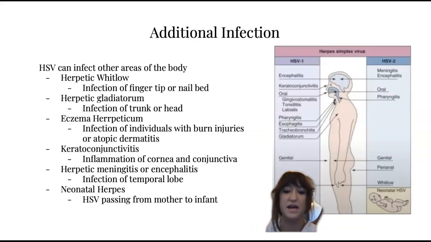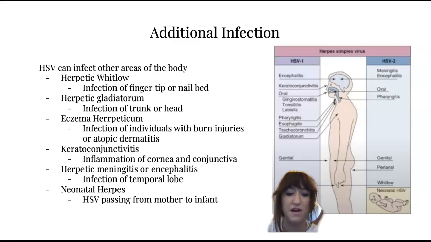So there are a lot of other places that herpes can infect on the body. Herpetic whitlow is the infection of the fingertip or the nail bed. Herpes gladiatorum is infection of the trunk and head. It is usually associated with wrestlers and rugby players because of the close skin-to-skin contact they have. And then eczema herpeticum is infection of individuals with burn injuries or atopic dermatitis. So these areas of the body can become very infected as well.